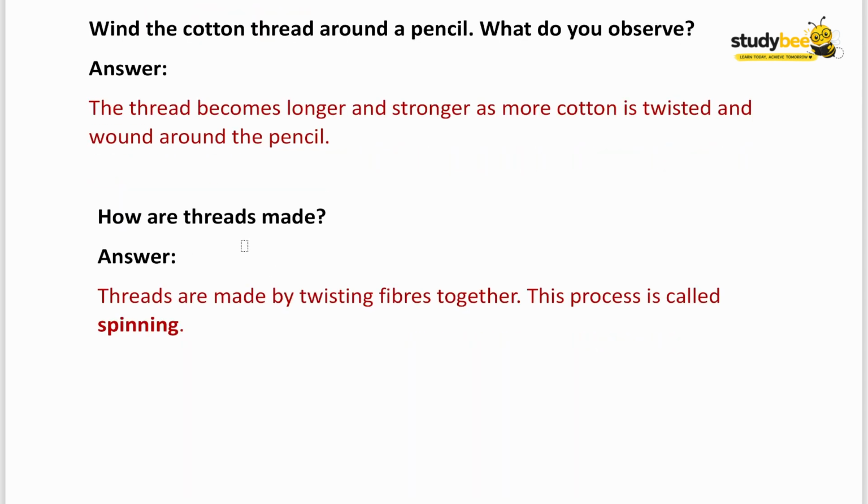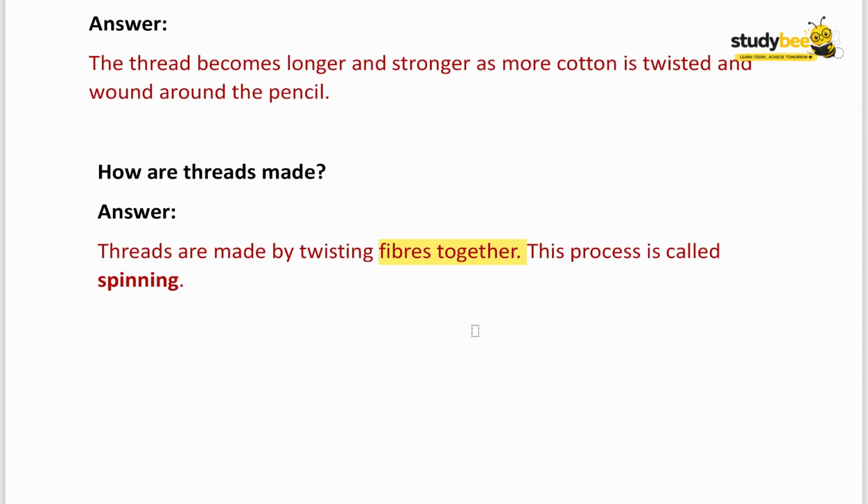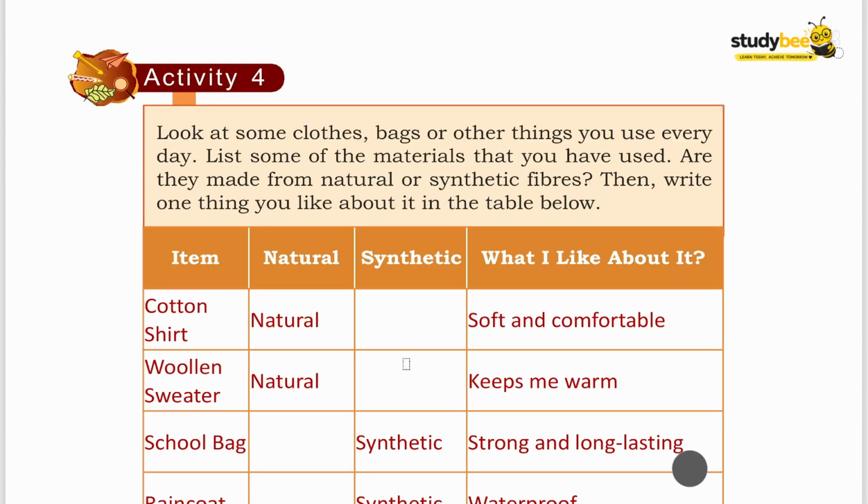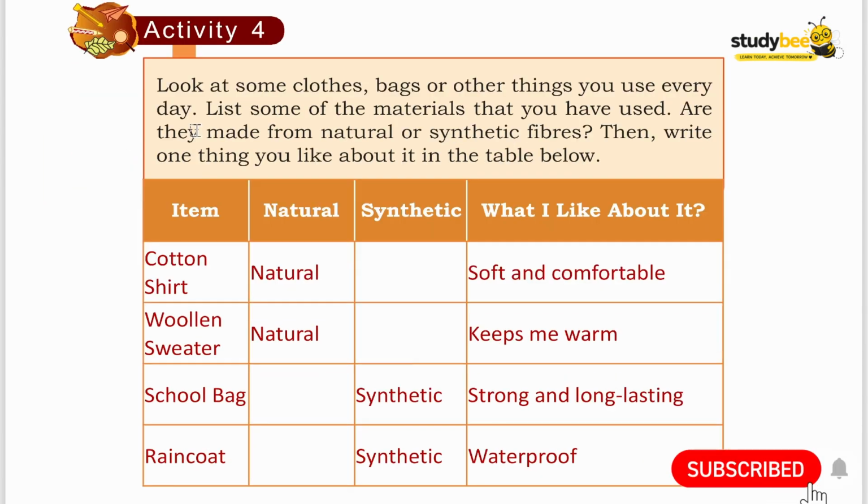How are threads made? Threads कैसे बनते हैं? So threads are made by twisting fibers together, right? And this process is called spinning. Okay, all these things I have explained very well in the explanation video. ठीक है? Activity 4.